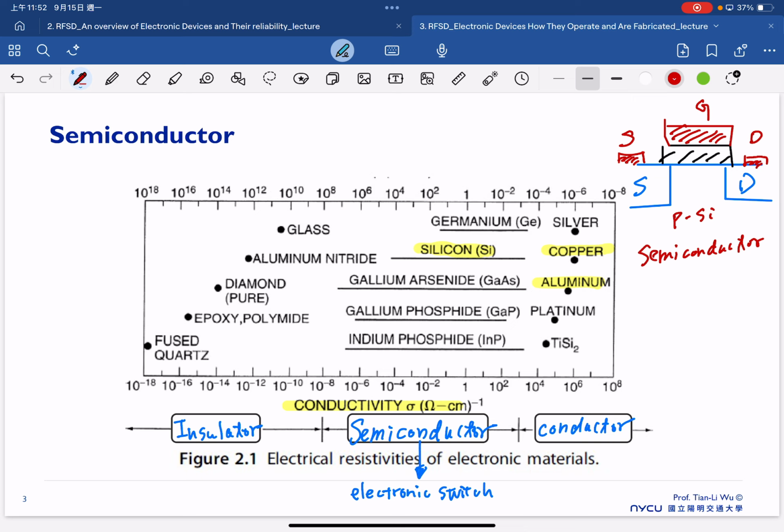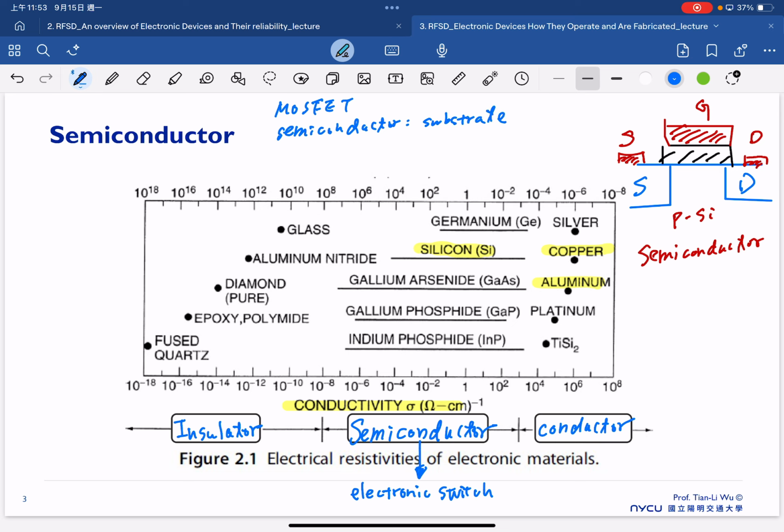But the semiconductor device cannot rely only on the semiconductor itself. Actually, a semiconductor device is a combination of conductor, semiconductor, and insulator. For example, in this structure where we have the MOSFET, for sure the starting material is a semiconductor. That's our substrate.